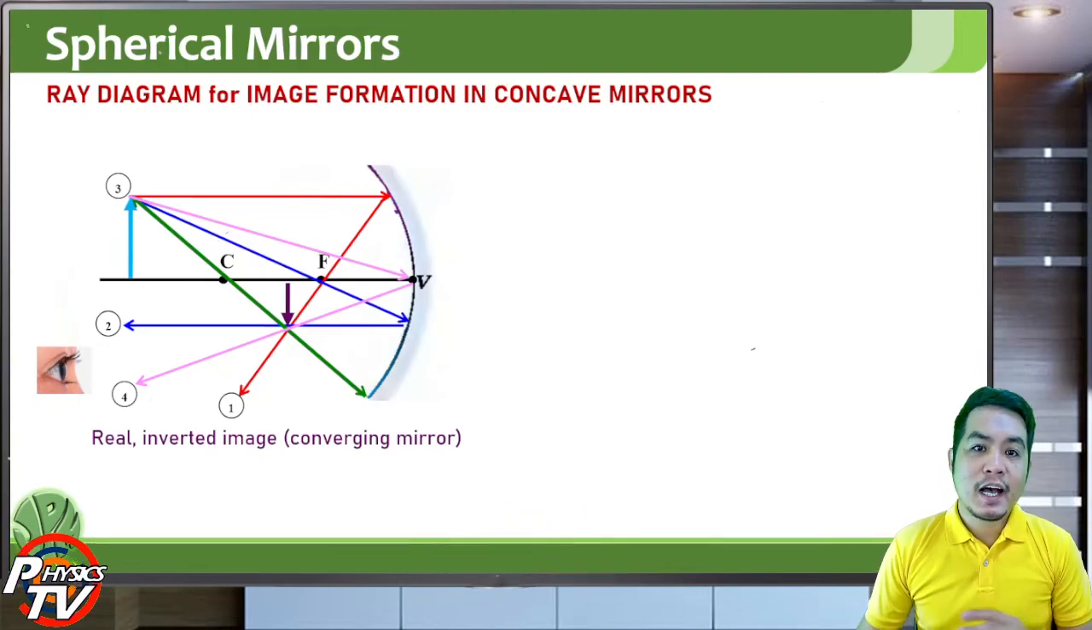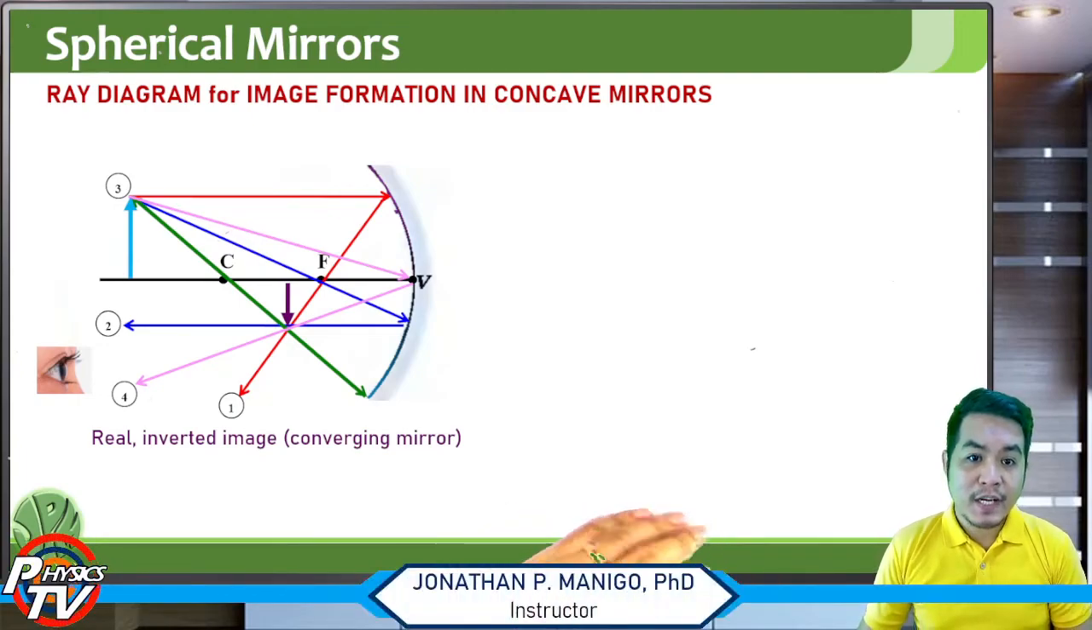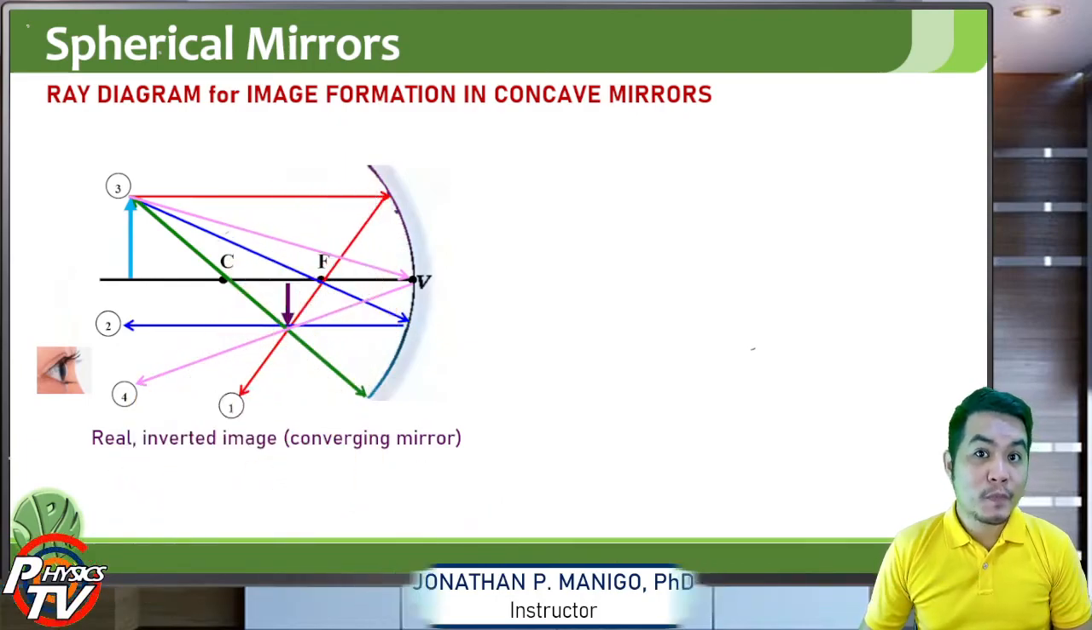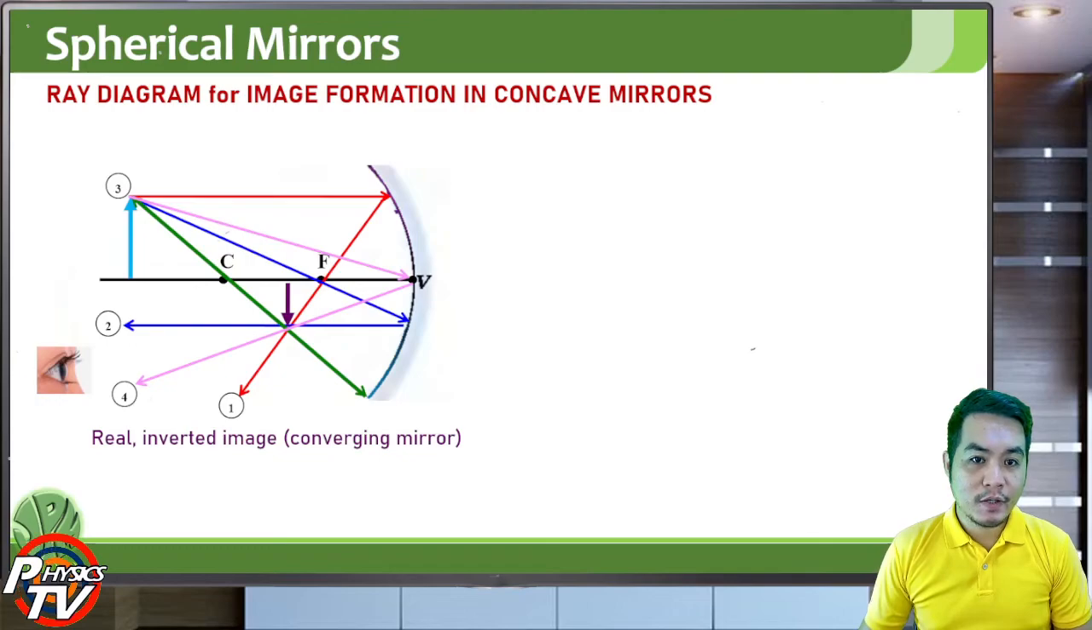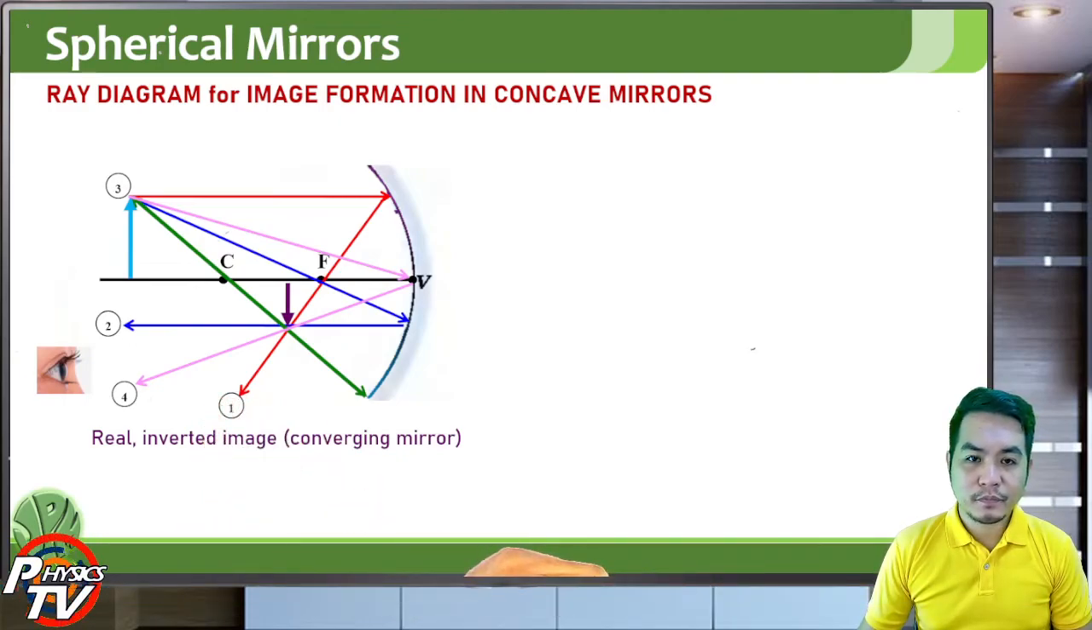And hence, a concave mirror is also called a converging mirror because most of the time, the reflected rays are converging to form the image. So S prime here is positive because it's a real image. And since it's inverted, the magnification is negative.